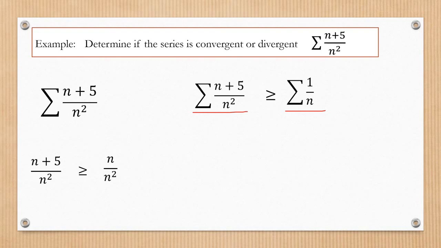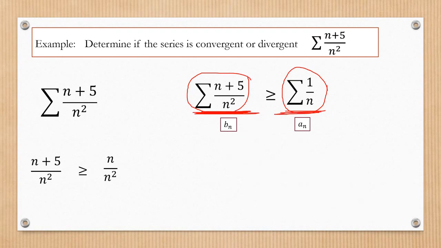And based sa comparison test, an is less than bn, okay? Or bn is greater than an. The series bn is greater than an. That is why this is our bn, because this is greater as compared to this series. So this is our an. Okay? Again, this is our bn because according nga sa comparison test, bn should be greater than or equal to an. Kaya nga, ito ang bn natin at ito naman ang ating an.